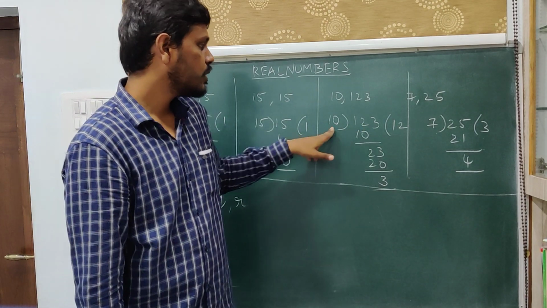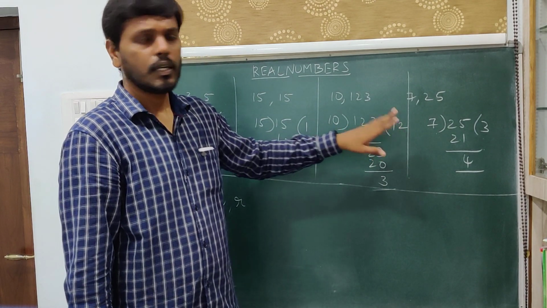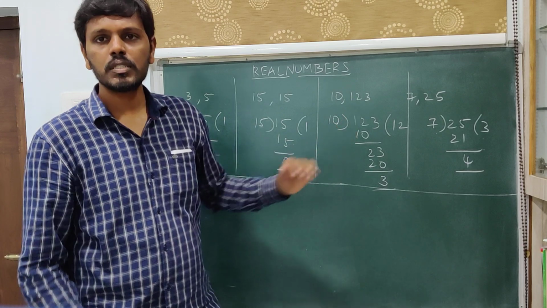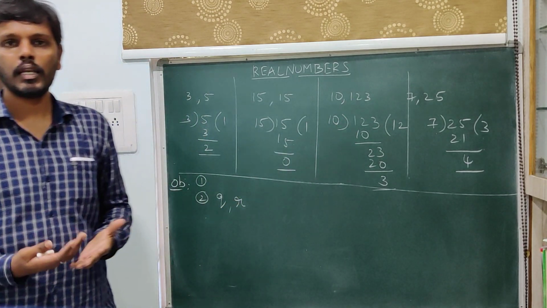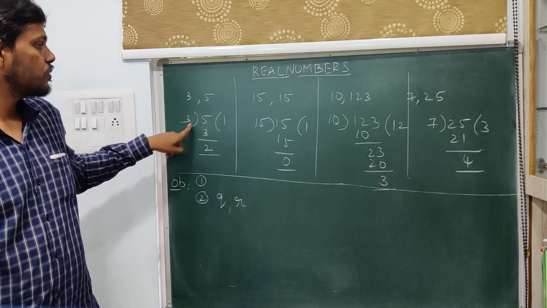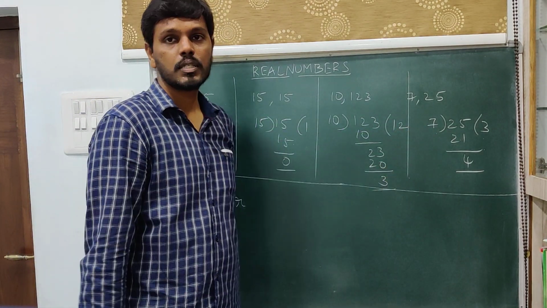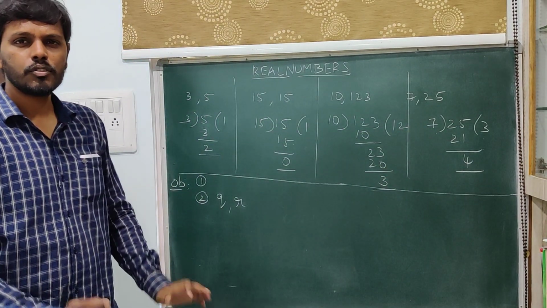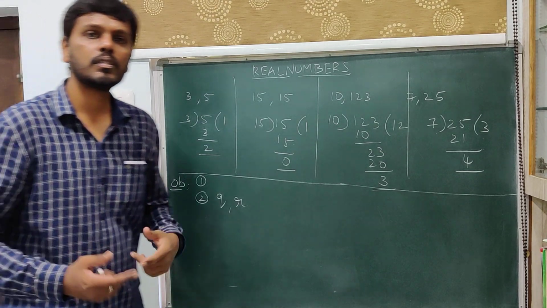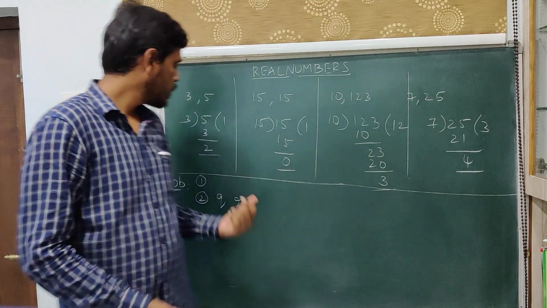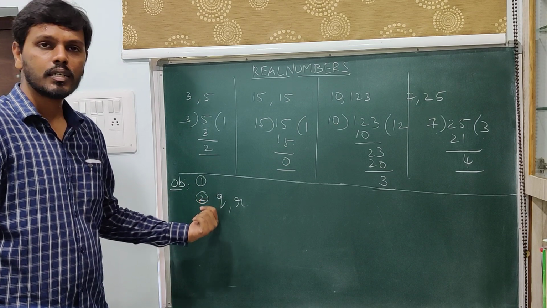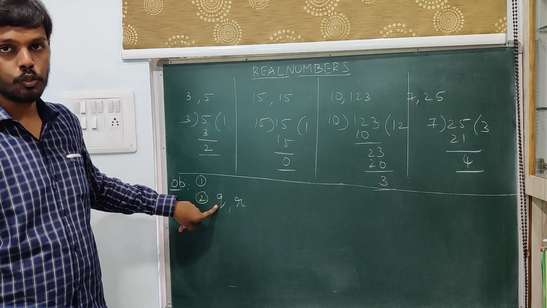Whenever you are dividing 123 with 10, the quotient is 12. Apart from these quotients, there are no other quotients which you are going to arrive at when you are dividing 5 with 3, 15 with 15, 123 with 10, and 25 with 7. So, may I say that the quotient is fixed here, that is, you always arrive at the same quotient. That is what we call the number q being unique.